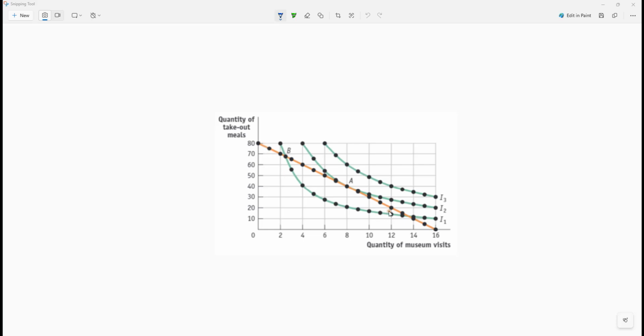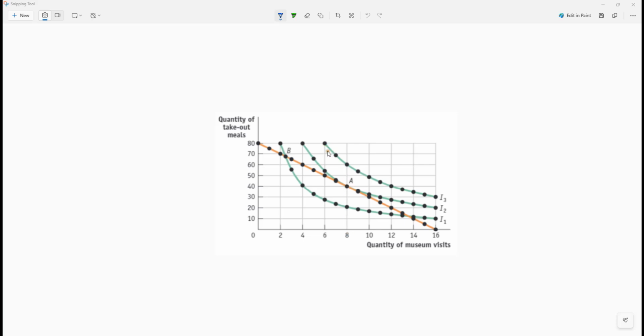Okay. Problem is, I can only afford what's along the bundles along this orange budget line. So it's possible to just buy 16 museum visits or 80 takeout meals or some combination in between. So the optimal bundle is going to be where the furthest out indifference curve is tangent or equal to that budget line. So that is point A. So the answer to this one is 40 takeout meals and 8 museum visits.